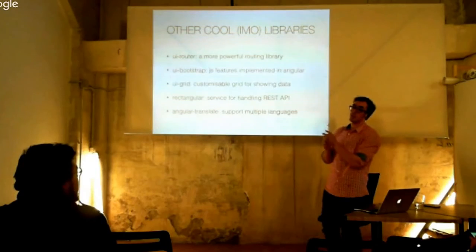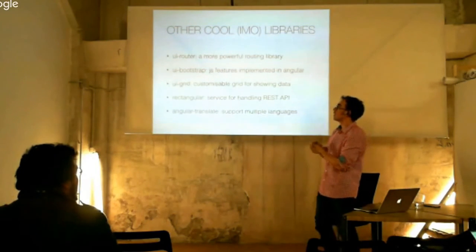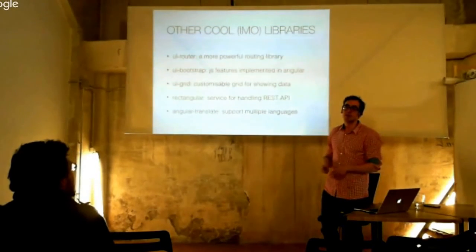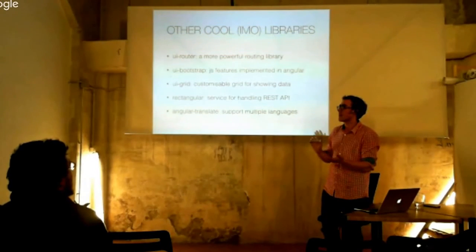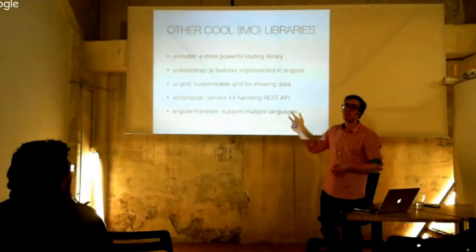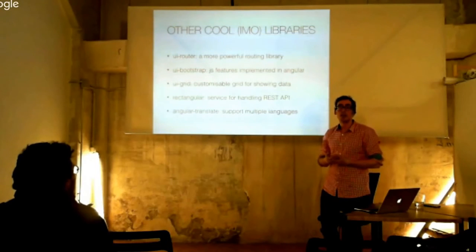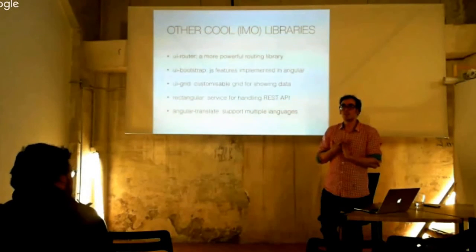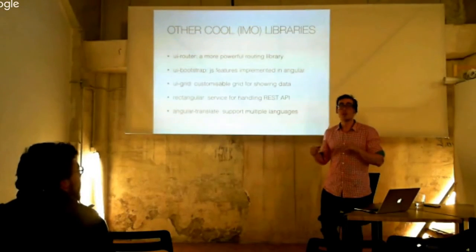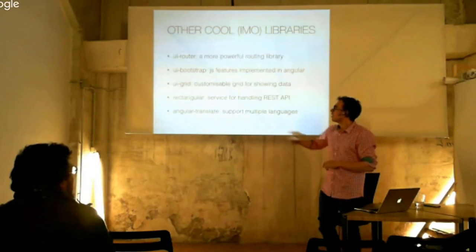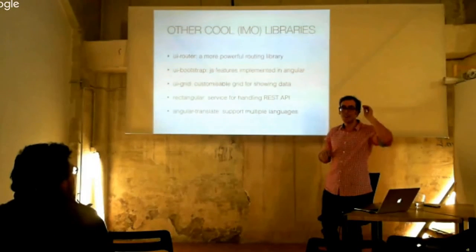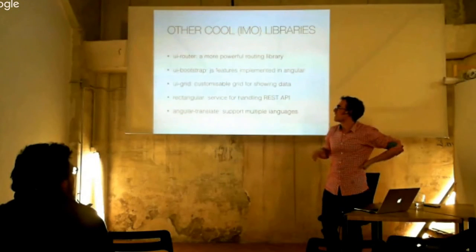UI Grid is also very cool. You can see there are several projects that start with UI. There's a group of people that I think they call UI Angular or whatever. They build a lot of cool projects. UI Grid is a grid for showing data. It's very useful if you're building business applications where you have to show a table with lots and lots of data. This says Restangular, but it's actually Restangular. Probably the autocorrect. Screw that.